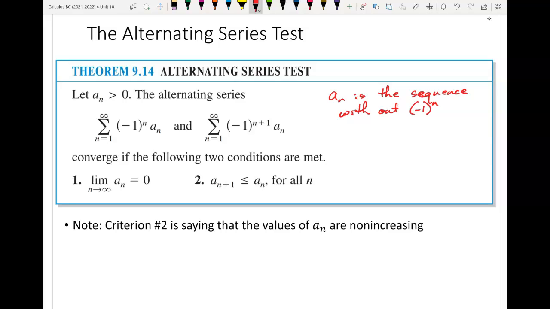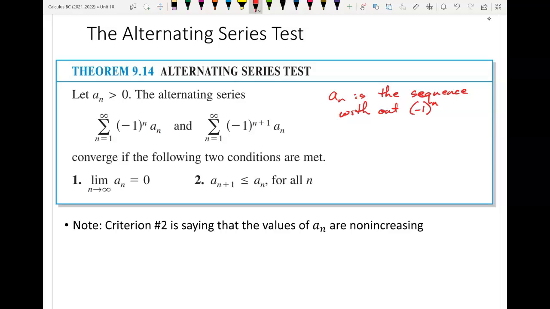Or it's approaching 0 with the limit, however you want to think about it. And then our second condition is that our next term, a sub n plus 1, has to be smaller or equal to the previous term, for all n.